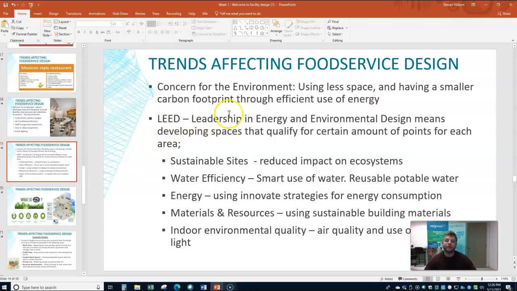LEED stands for Leadership in Energy and Environmental Design. It means developing spaces that qualify for certain amounts of points for each of the following areas: using a sustainable site, water efficiency, so ensuring we're using our water properly, energy use, how many materials and resources, so single-use takeout containers and things like that are a big no-no, and then indoor environmental air quality. So, ensuring you use LED lights and ensuring you have different HEPA filters.